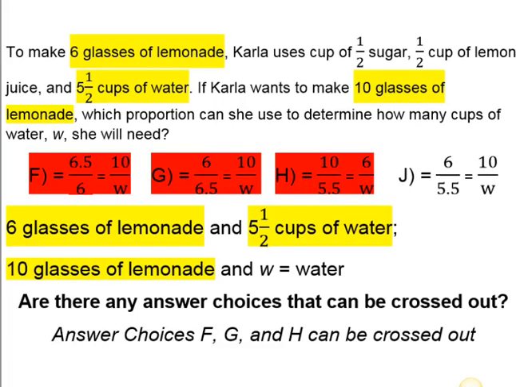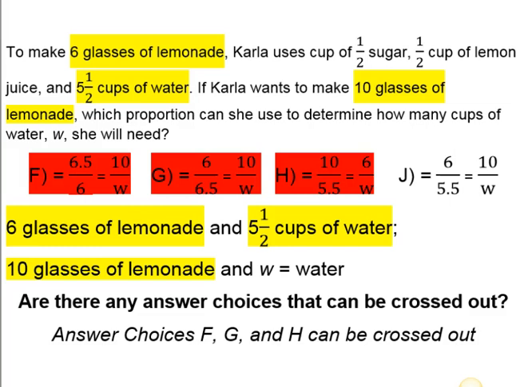If you said answer choices F, G, and H can be crossed out, you're correct. Okay, so let's take a look at F. So we know that in our proportion, our numerator will be 6 and our denominator will be 5.5 because we are setting up our proportion to have glasses of lemonade over cups of water. Okay, so it should be 6 over 5.5.